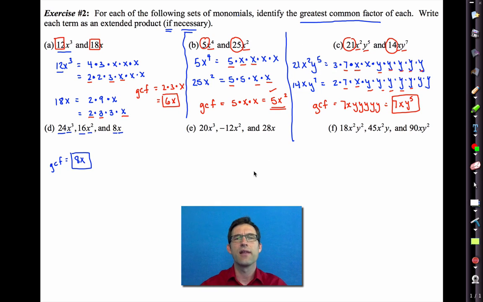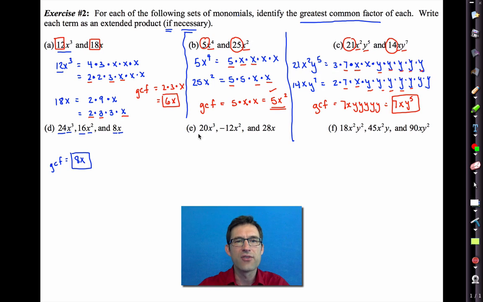Let's take a look at letter E. Actually, letter E is a relatively simple one. What I'd like you to do is pause the video now and take a shot at that. You can write out the extended product, or you can go right for the shortcut method. Either way, try to find the GCF. Pause the video now. All right, let's go through it.